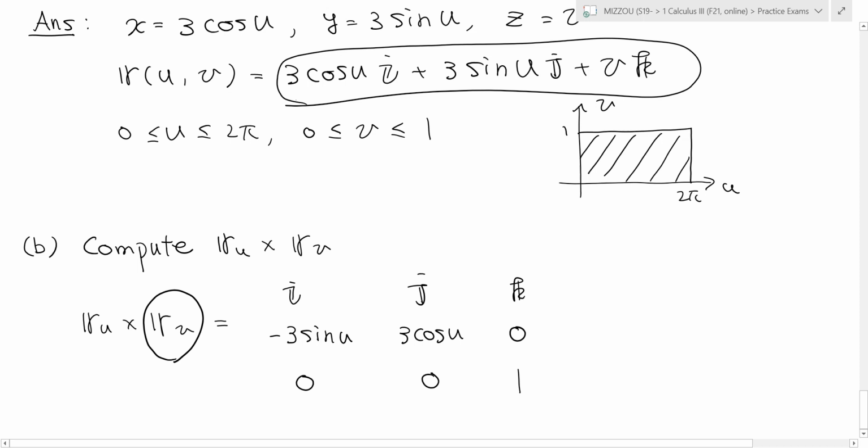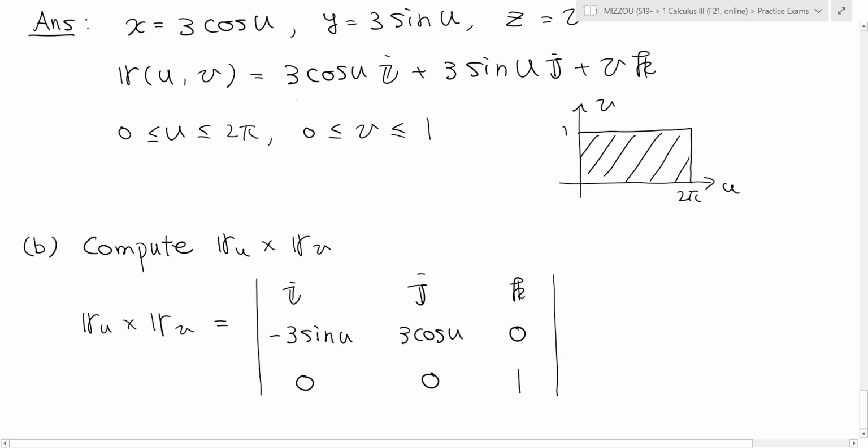And then you take the cross product. And if you work this out, omitting the middle computation, you are supposed to get 3 cosine u i plus 3 sine u j plus 0 k. That's what you get.